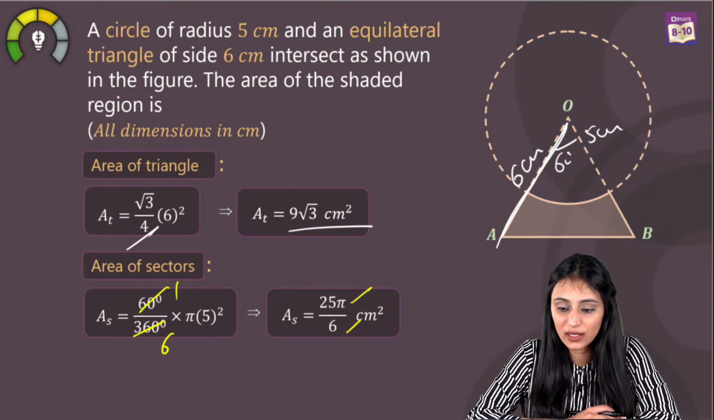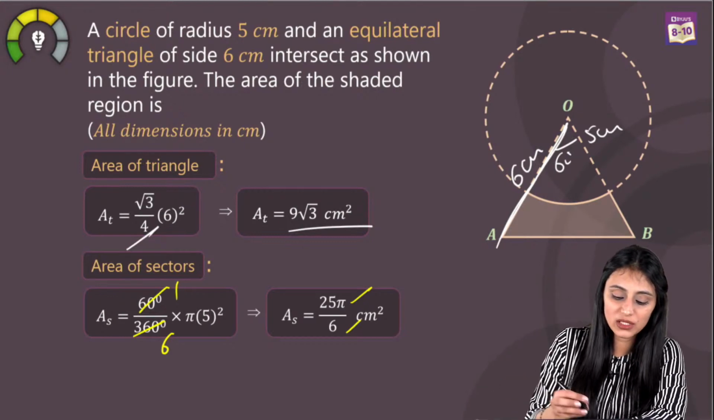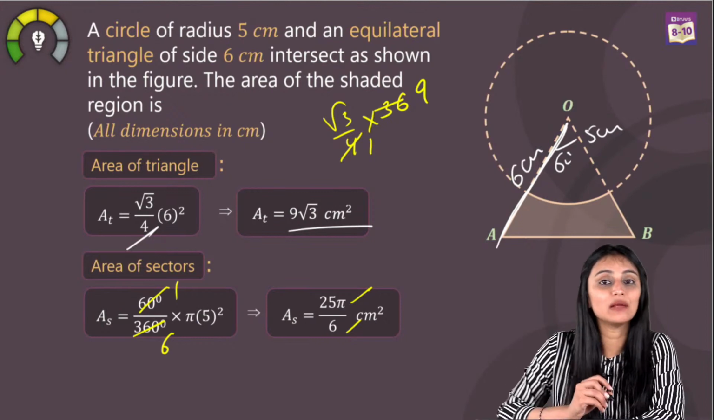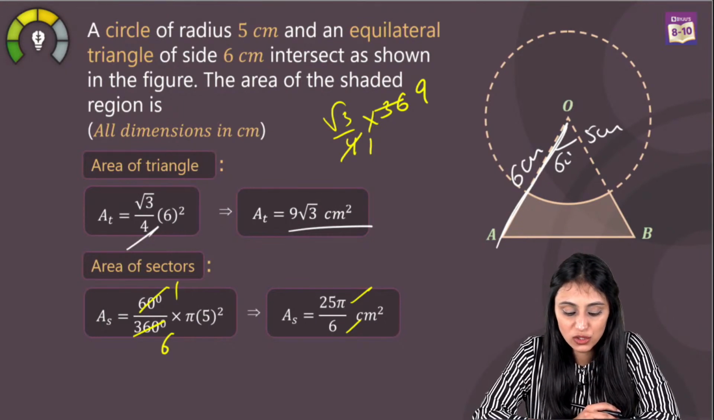Someone is saying area of triangle is 36 root 3. Sheetal, how come it's 36 root 3? Because it's root 3 by 4 into 36. 4 times 9 is 36, right? That's going to be 9 root 3. Nikesh, got it? Okay, great.